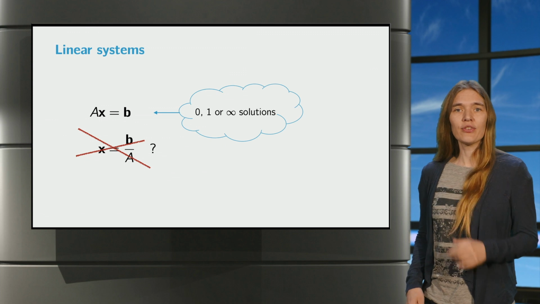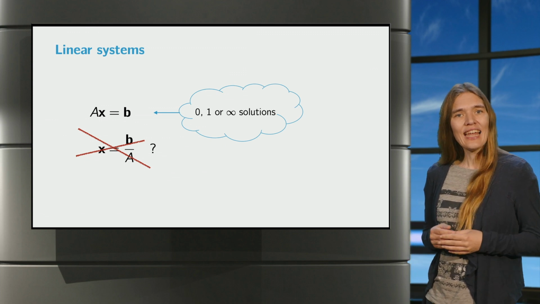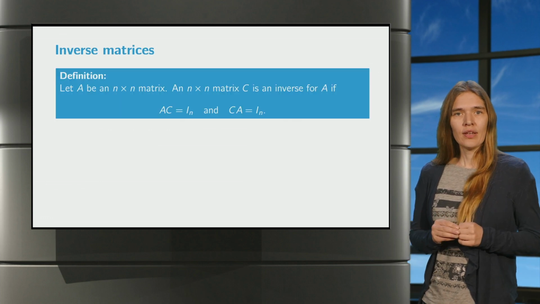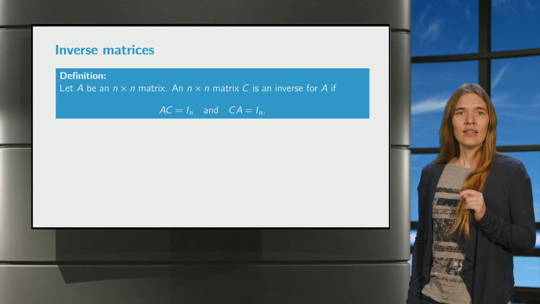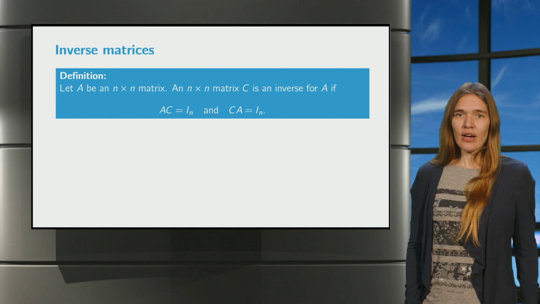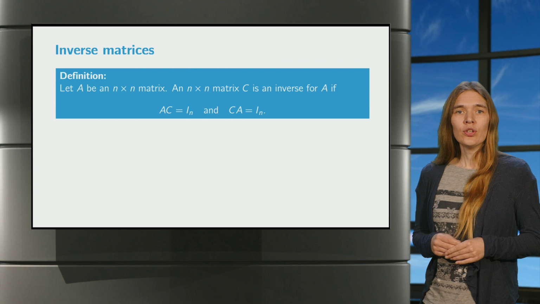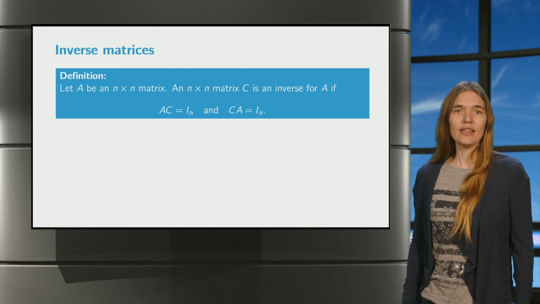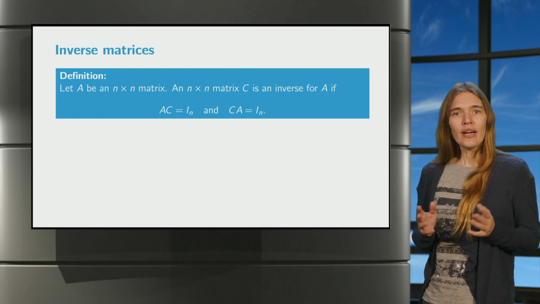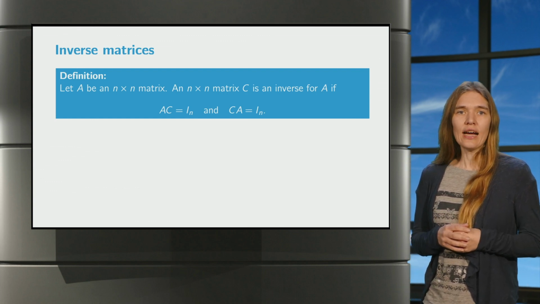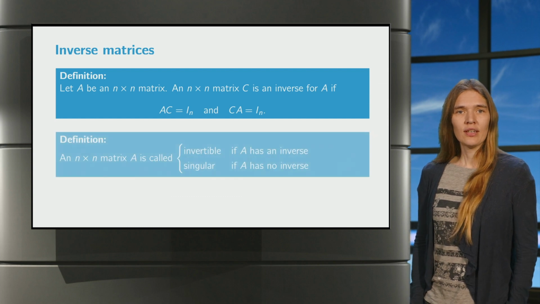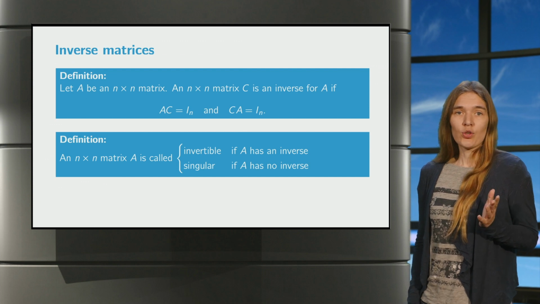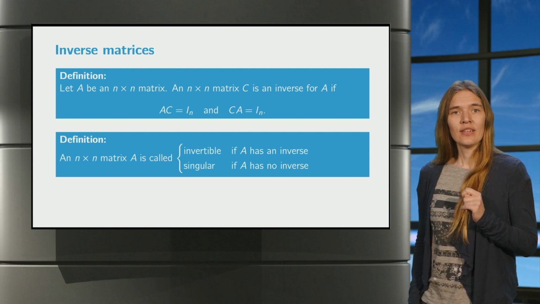However, for some matrices, we can define something related to divisions. Some matrices have a so-called inverse. Consider a square matrix A. A matrix C is an inverse for A if AC is equal to the identity matrix and CA is also equal to the identity matrix. We ask for both identities since order can affect the outcome of a matrix product. A matrix which has an inverse is called invertible. A square matrix without an inverse is called singular.